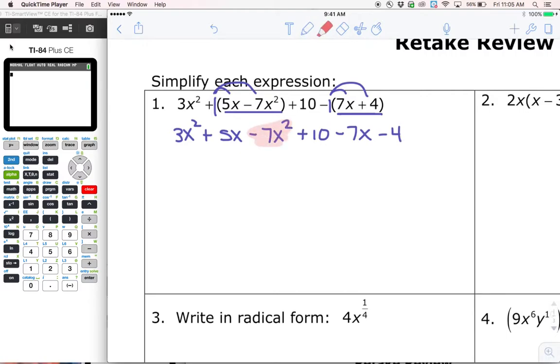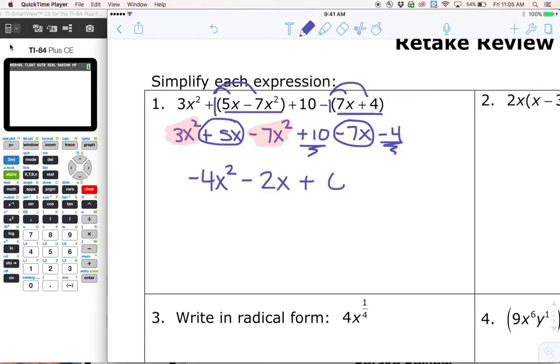And I've got a negative 7x squared and a positive 3x squared, which I combine to get negative 4x squared. And then I've got a positive 5x with a negative 7x. This is going to give me a negative 2x. And then finally, I've got my constants, which are just a positive 10 minus 4, which we know is a positive 6. And that's as much as I can do because there are no more like terms.